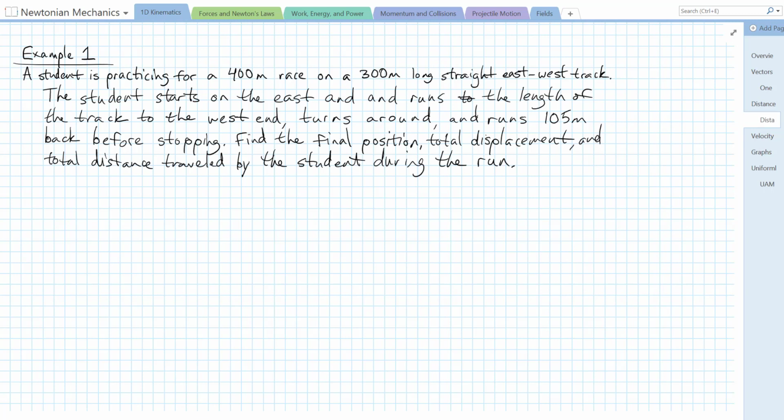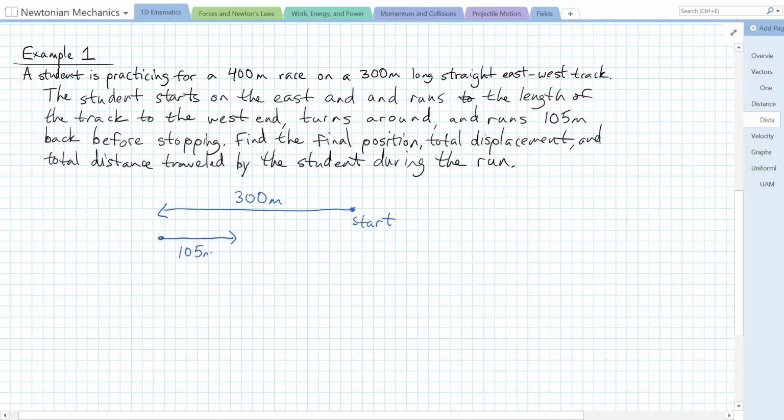Okay, I'm going to start by drawing a diagram. Our student goes an initial displacement of 300 meters to the west, 300 meters, because they start on the east side of the track, and they travel to the other end of the track on the west side. Then they turn around and go back 105 meters. So I'm just sketching out those two displacement vectors for my student. Now the other thing we need to do is pick a positive and negative direction. I'm going to label that over here. Let's say to the right is the positive direction, and that's also going to be east. The left is our negative direction, and that's west.